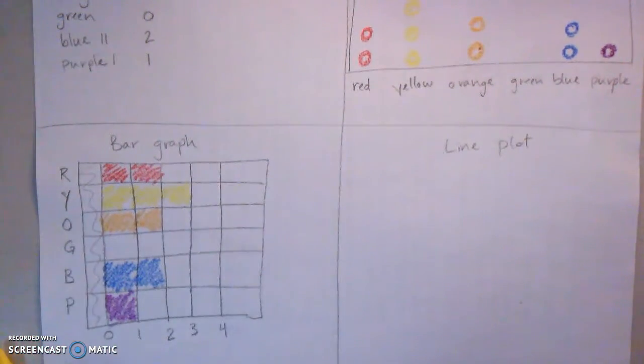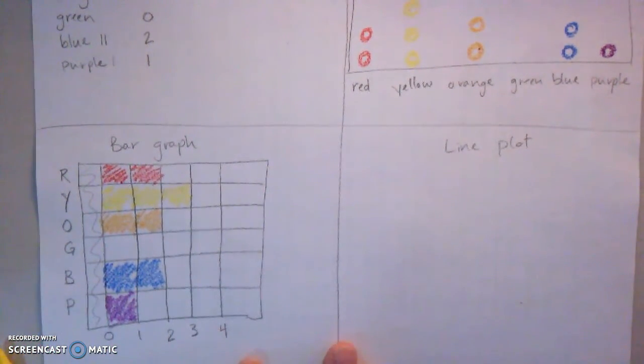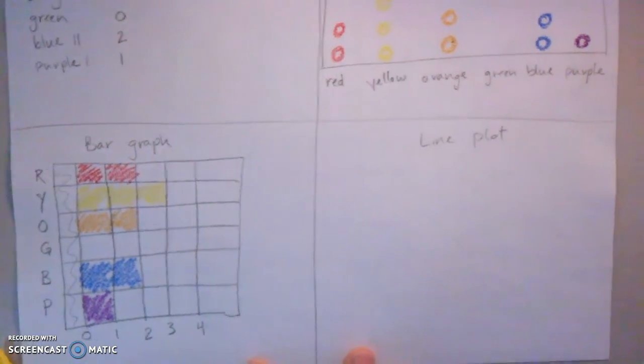So there is my finished bar graph. And they can be all one color. It doesn't matter if you use multiple colors or not.